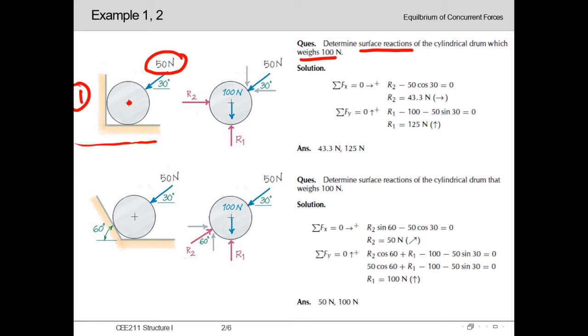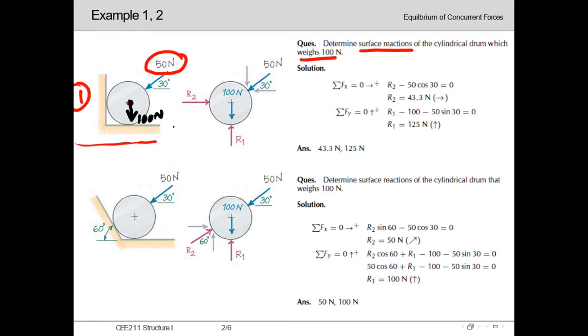So from the question we can say that this drum will be having a self-weight of 100 Newton. We know that self-weight acts directly downward, that means perpendicular in downward direction. So this is 100 Newton.